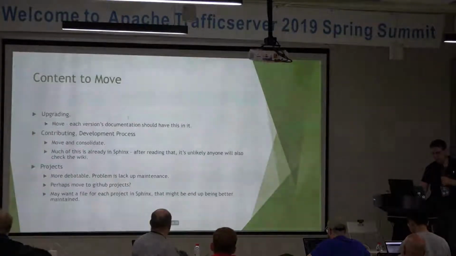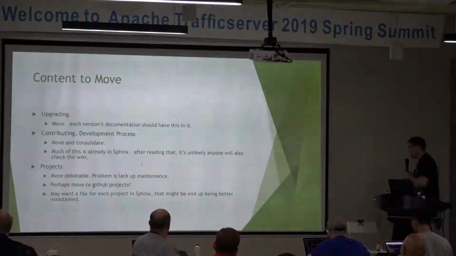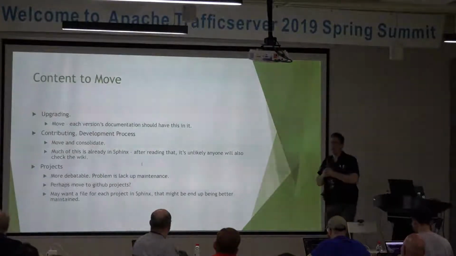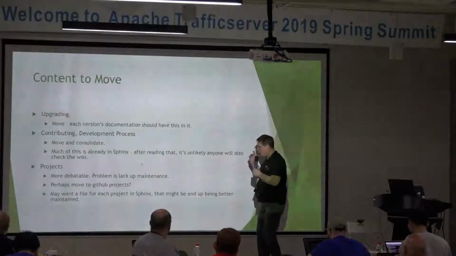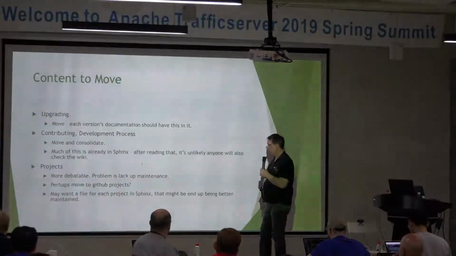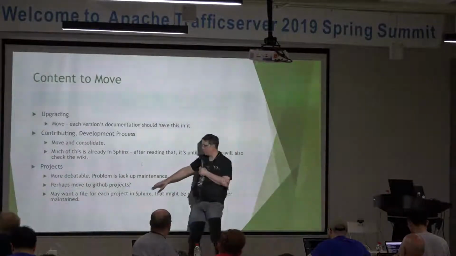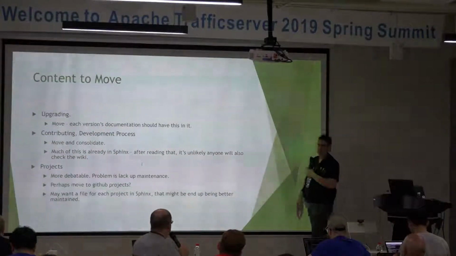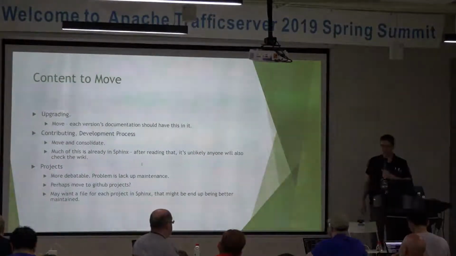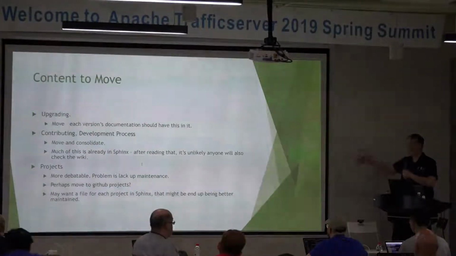Let's see, what else do we have? Upgrading the development process. The projects, that was a more interesting one. There's a set of projects, and of course these are all hideously out of date from lack of maintenance. So we have to decide whether we want to keep these in the wiki, move them to the GitHub projects, or move them to Sphinx. GitHub projects, you think that's where all that stuff should go? I'm fine with that. The wiki is clearly not working.